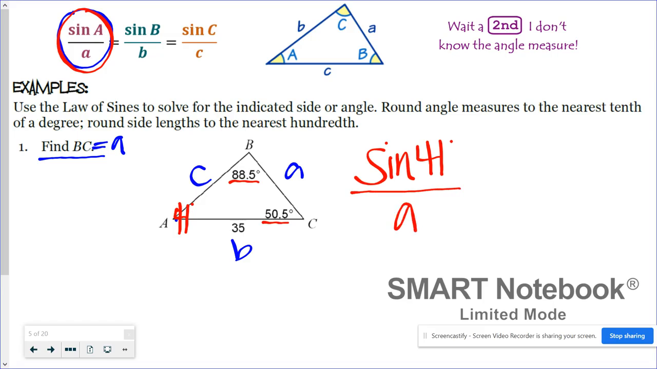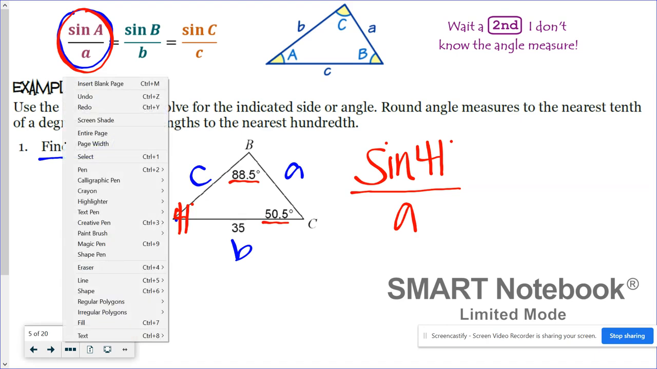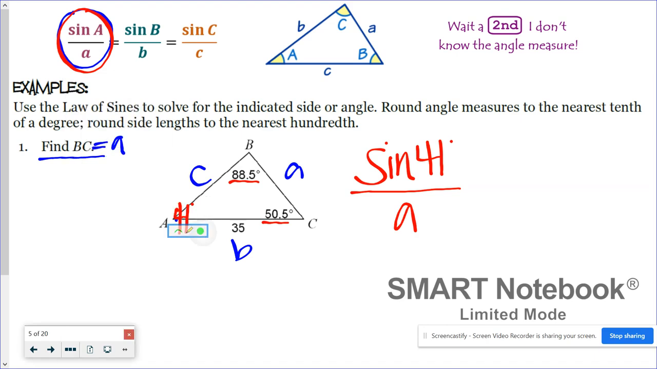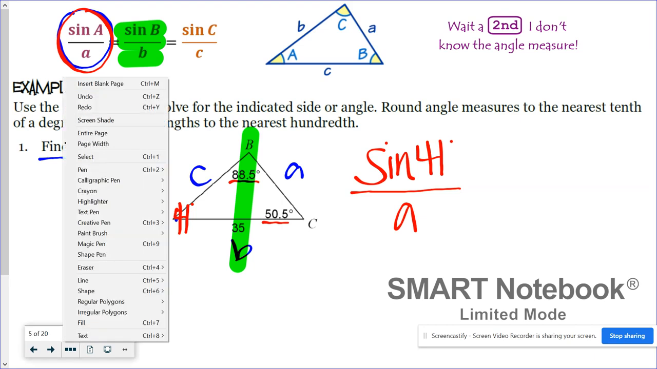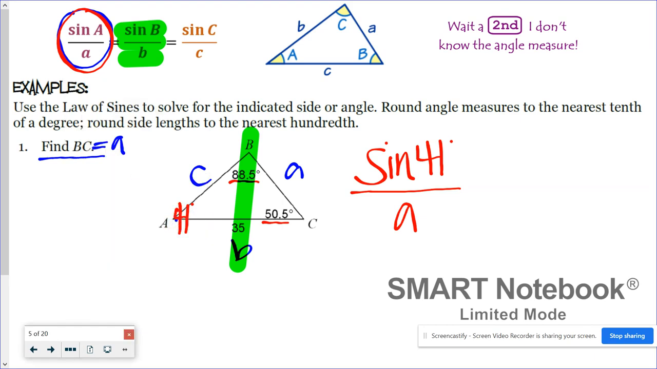Now, I'm only going to work with two of these ratios at a time. I'm not going to work with all three. So what is the second ratio that I'm going to use? This is where I look for that buddy system. So right here, I have an angle side pair. I know angle B and I know side B. So it makes perfect sense that my second ratio that I'm going to use would be sine of angle B over side B. So this is what it looks like starting off.